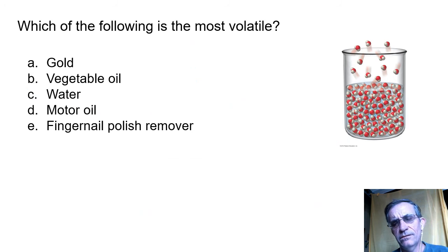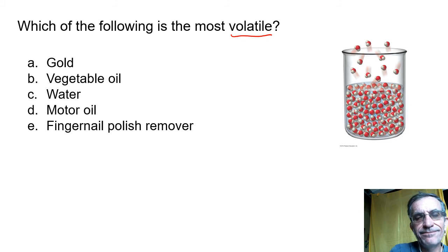All right, so we're going to have our first little practice question. It says, which of the following is the most volatile? I haven't mentioned that word to you yet, so let me tell you what volatile means. Volatile is just a word that means something that evaporates quickly.